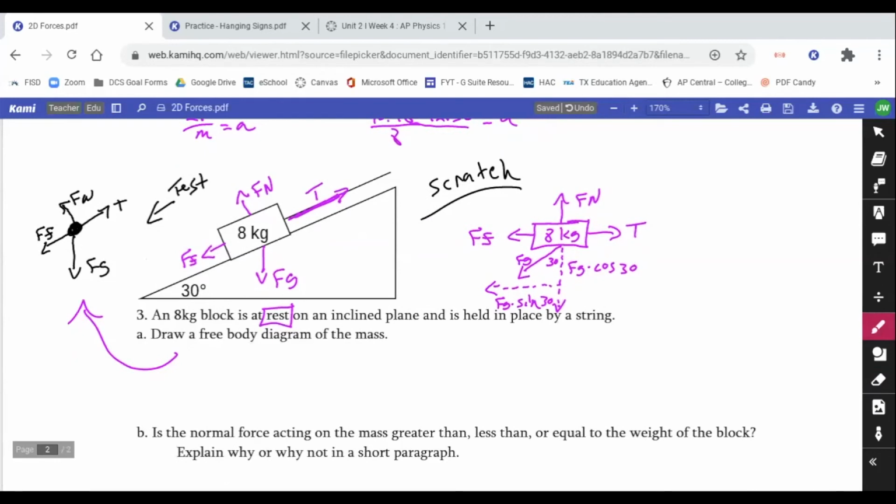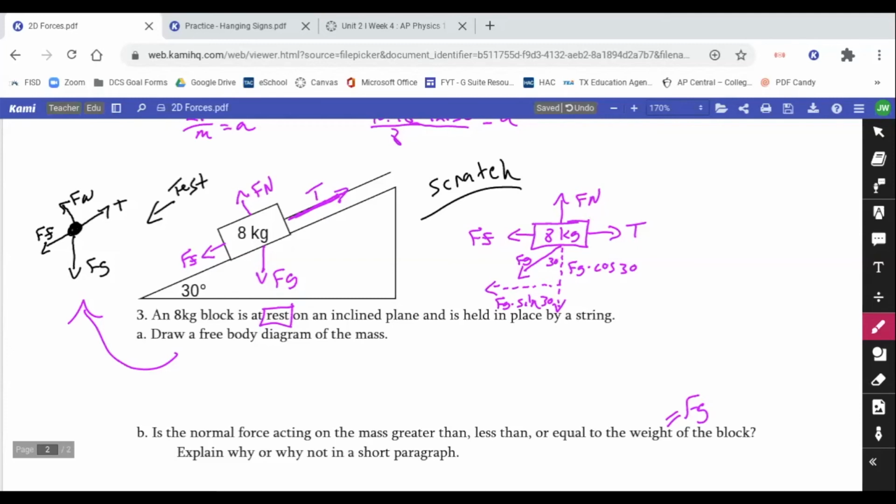It says, is the normal force acting on the mass greater than, less than, or equal to the weight? What is the weight? Is there another way for me to define the weight? What force is that? Gravity. Yeah, so Fg. So let's make a comparison of Fg and force normal. Is force normal bigger than, less than, or equal to force gravity? Okay, why?